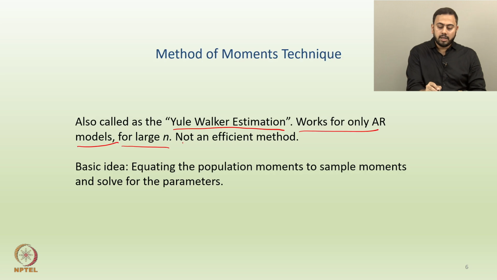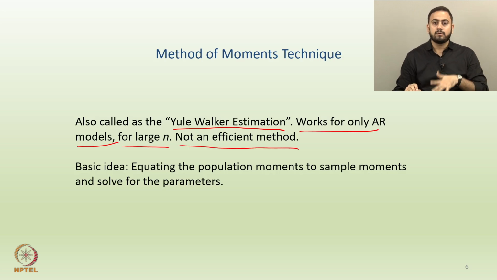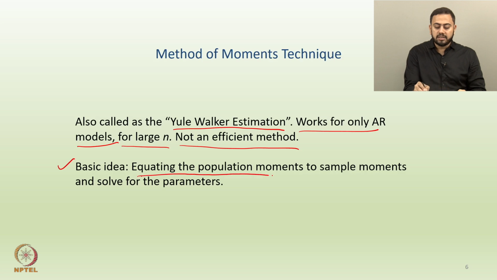Okay. So, in a way this is not an efficient method, right, because you have a lot of restrictions here. It works for only AR models and n should be really large, right. So, in short, this is not a very efficient kind of method. Okay. But what exactly is the basic idea underlying this method of moments technique? The basic idea is that you simply create some equations, right, and what exactly are the equations? You basically equate the population moments to the corresponding sample moments and then keep on solving for the parameters.